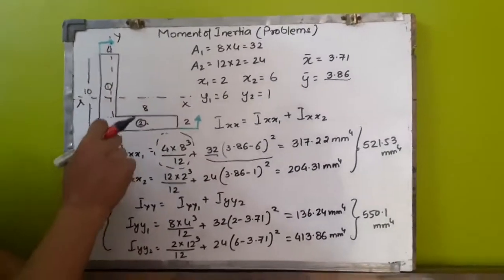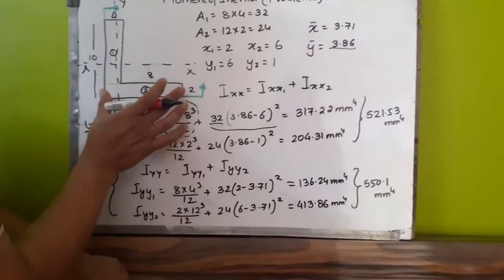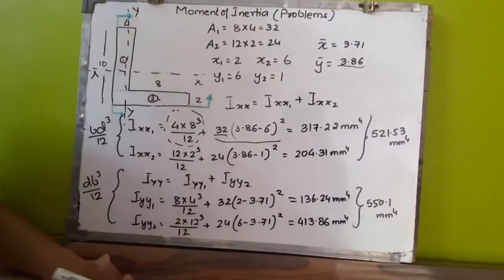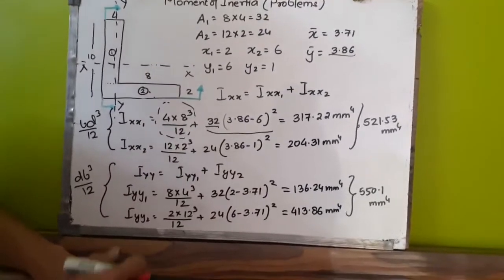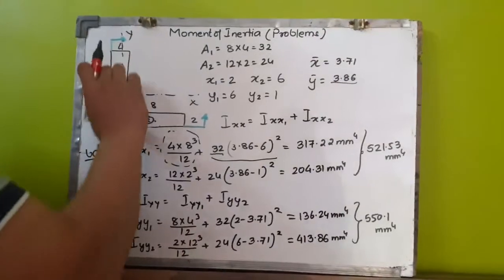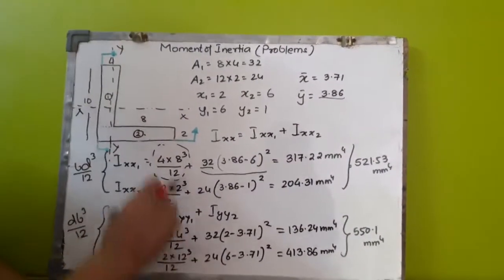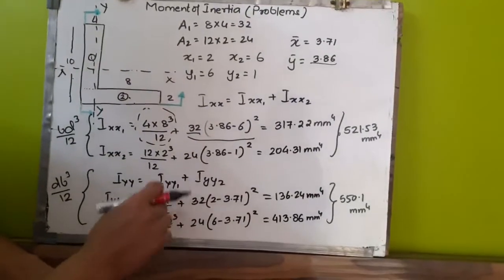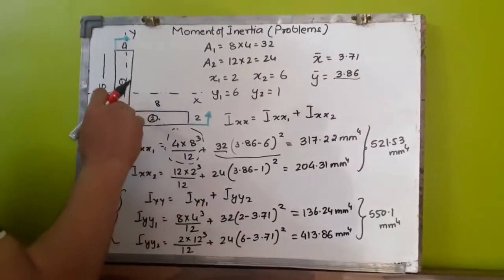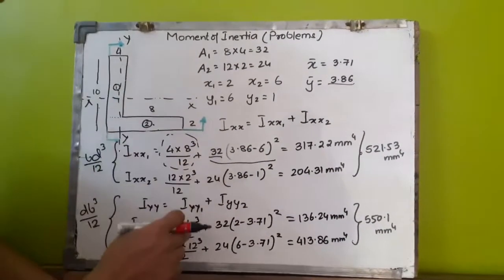dB cube by 12 is Iyy about the centroidal axis of an individual rectangle, not about its reference frame or centroidal axis. So this is 8 into 4 cube by 12. This is dB cube by 12. For 1, this is 8. This is 4. So d is 8 and into 4 cube, dB cube by 12, plus 32. 32 is area, because we need to transfer it from one centroidal axis to its composite centroidal axis.